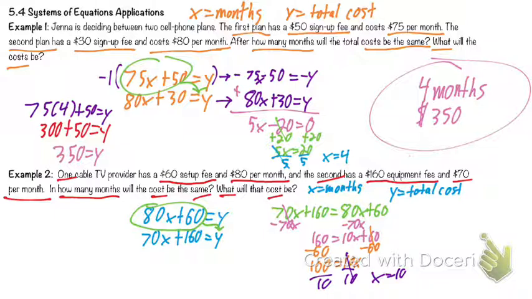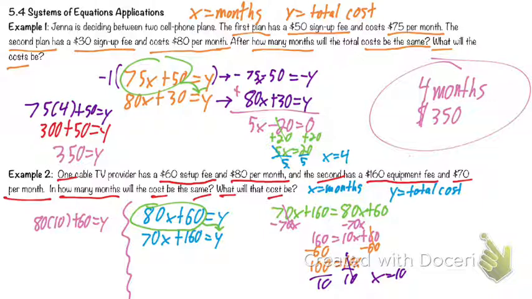So now what do I do once I know x? Plug it in, right? At this point, once you know one variable, whether you're doing substitution or elimination, either of those two methods, it's the same steps for the second variable. Does anyone have a preference of whether we plug it into the top or bottom here? Okay, top. Okay, so 80 times 10 plus 60 equals y.